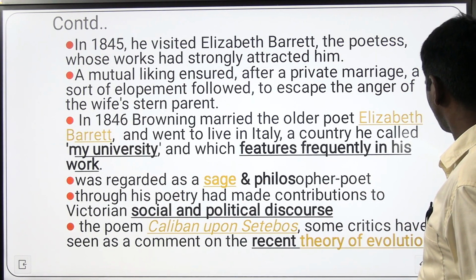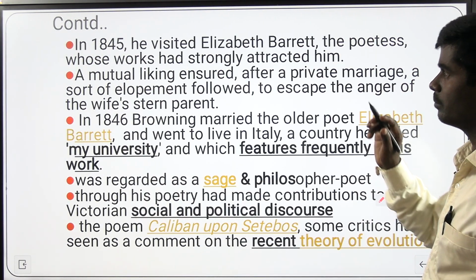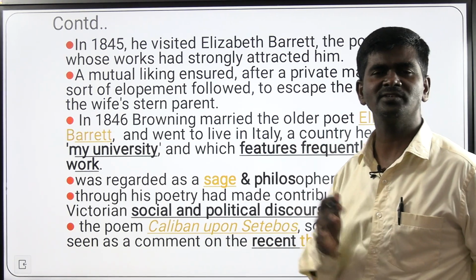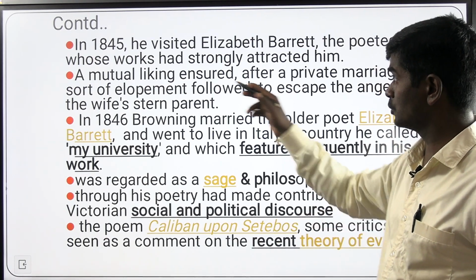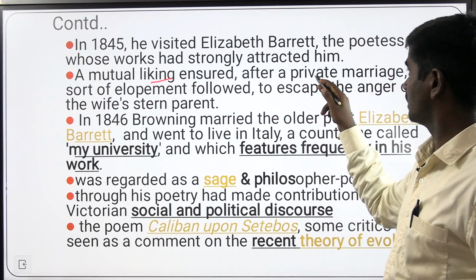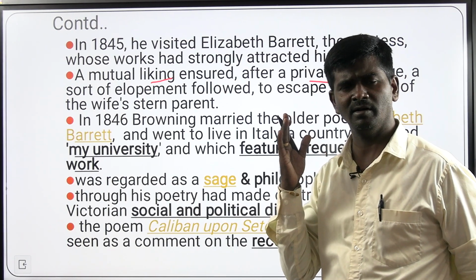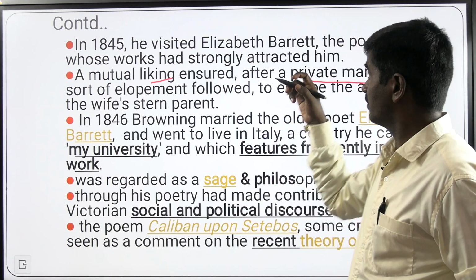Next, you can also observe in 1845 he visited Elizabeth Barrett Browning, where they had a close friendship, close association, mutual liking. Next, you can say private marriage, because her father was angry and they were rich, and she was 7 years elder.